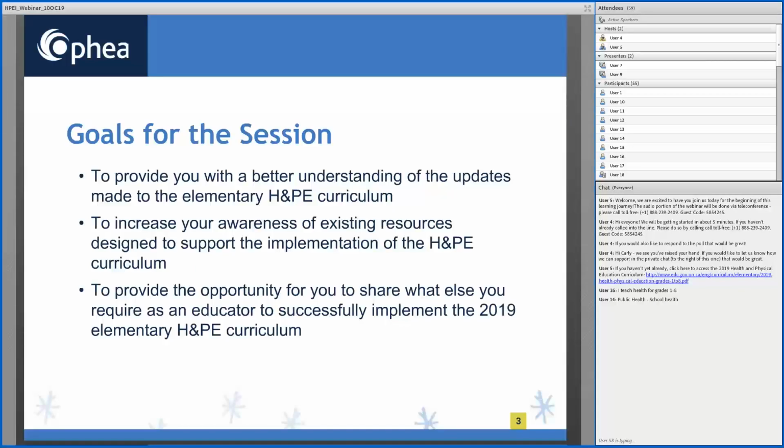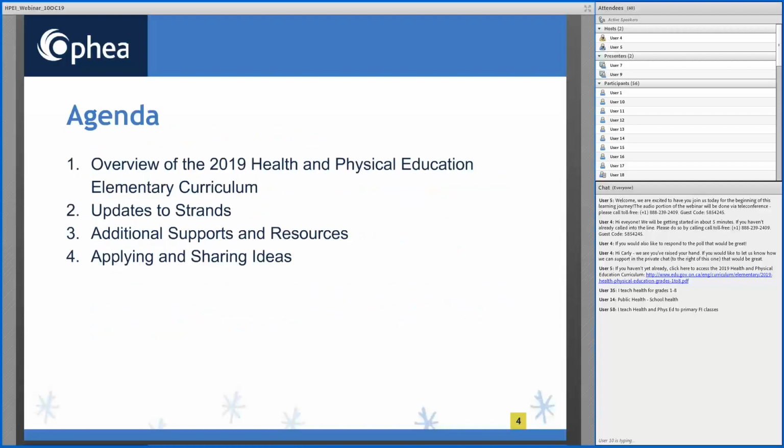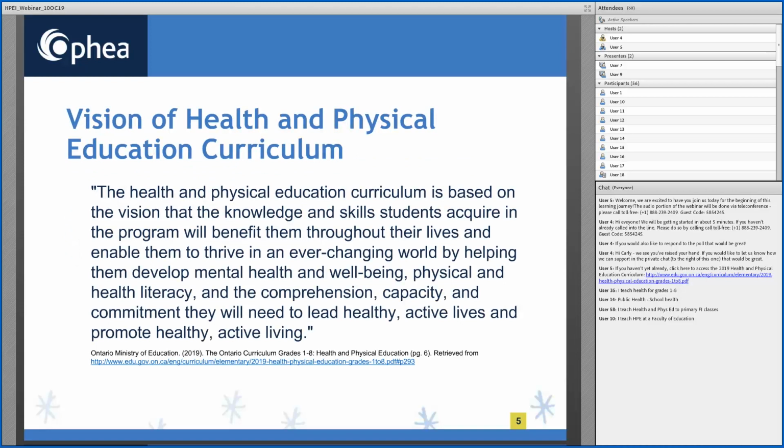The goals for the session are to inform you on what has been updated, namely the social emotional learning skills and mental health literacy, what you need to know for implementation, and what resources exist for you, your staff, and parents. So here's the agenda for the webinar today. While we will be looking at the strands of the curriculum separately and focusing on what has been updated, specifically the social emotional learning skills and mental health literacy, it is important that we consider the curriculum as a whole.